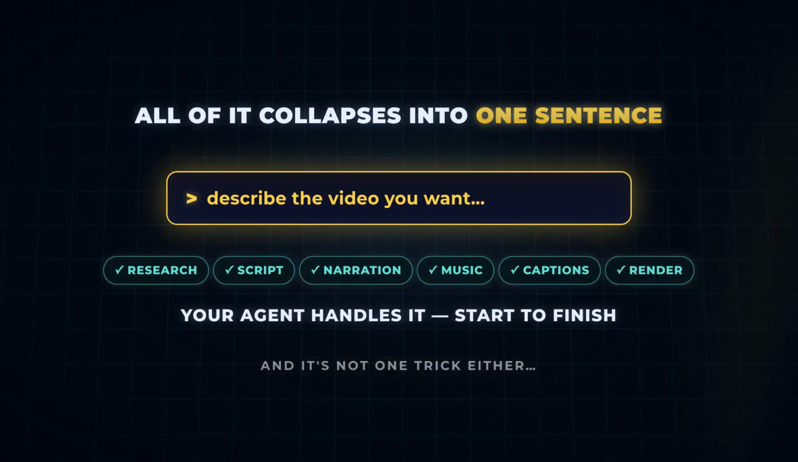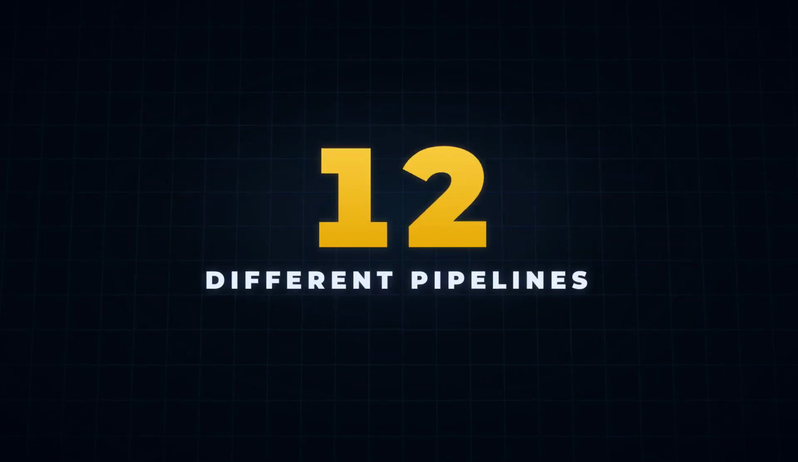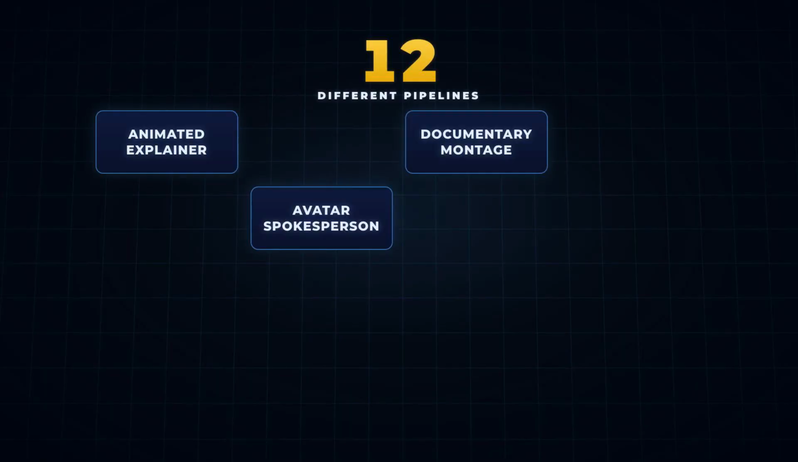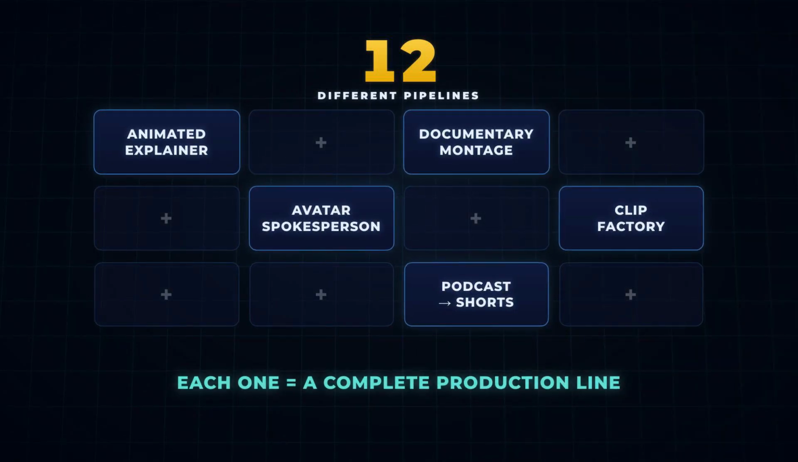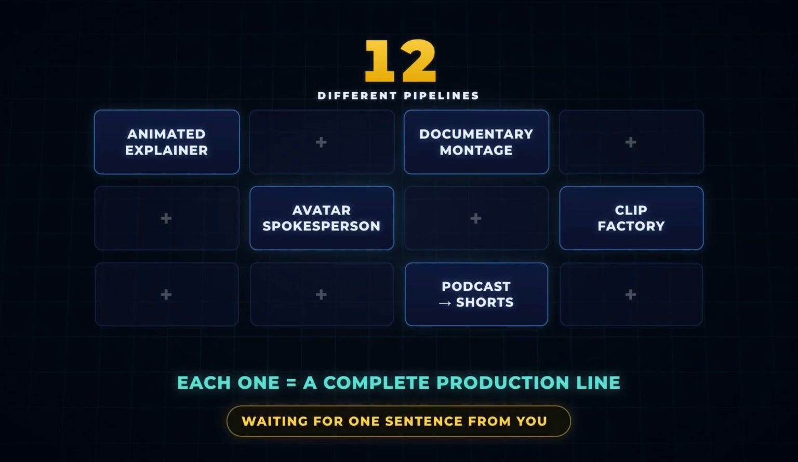And it's not one trick either. It ships 12 different pipelines. Animated explainers, documentary montages from real footage, avatar spokesperson videos, a clip factory, even a pipeline that turns a podcast into shorts. Each one is a complete production line sitting there waiting for a sentence from you.